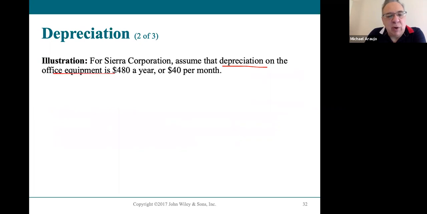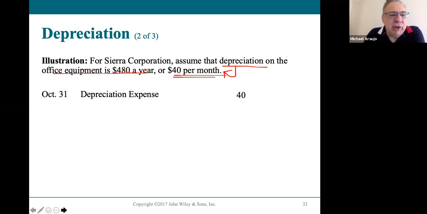Depreciation for office equipment is usually given to you. So this is $480 a year. In other words, $40 a month, this office equipment will be depreciating. So the depreciation expense for every month will be that $40. The interesting thing about depreciation is the office equipment account is not directly affected.